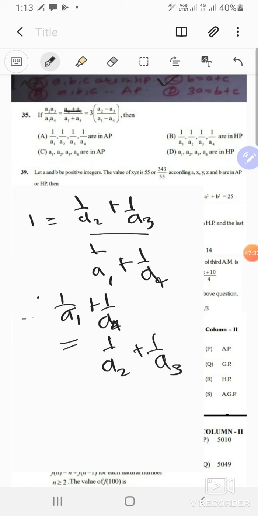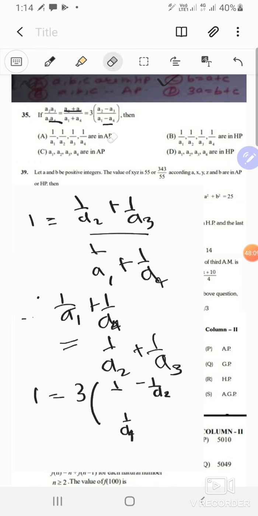More like these are going to be in harmonic progression. Okay, and what else do we get? Oh well, we sure can do the same thing with this equation. So that will give me, let's see, 1 will be equal to 3 times of 1 upon a1 minus 1 upon a2 upon 1 upon a4. Oh sorry, this is supposed to be 1 upon a3.